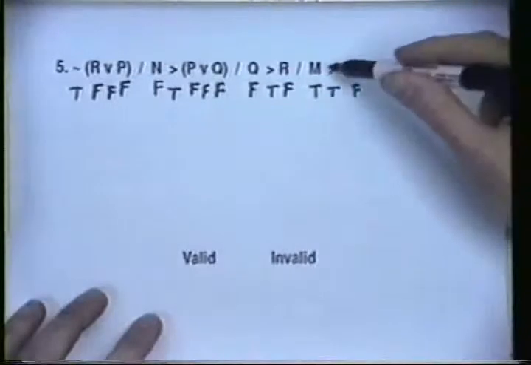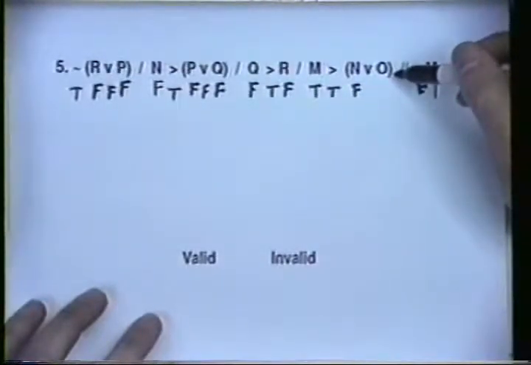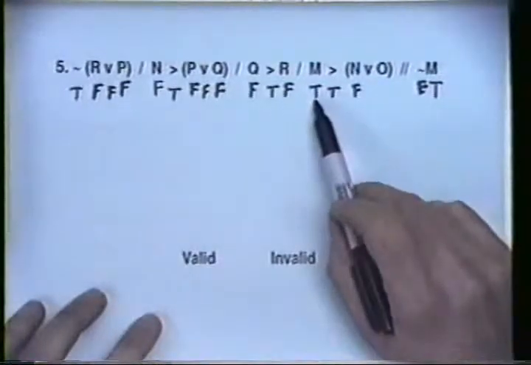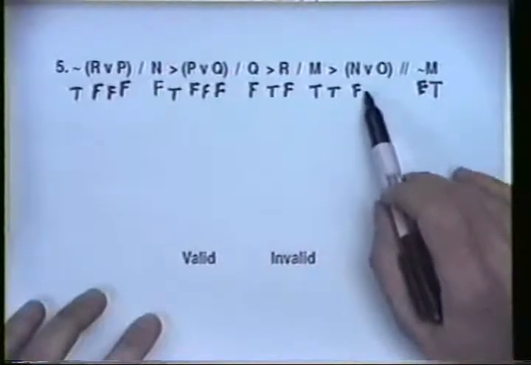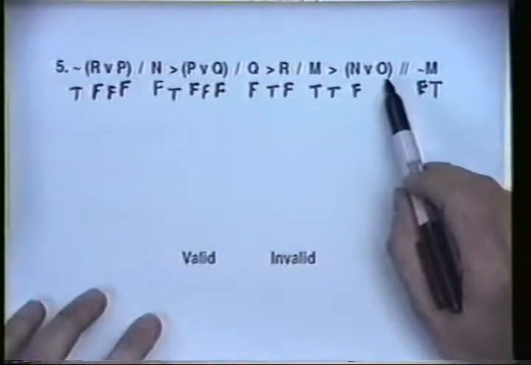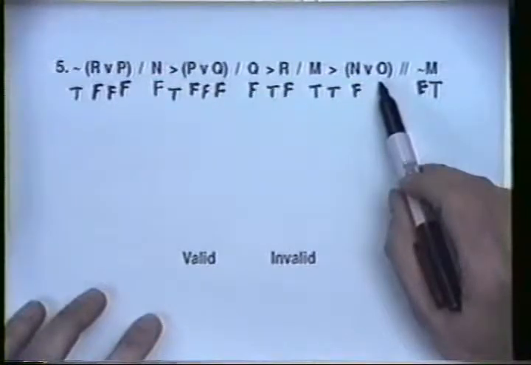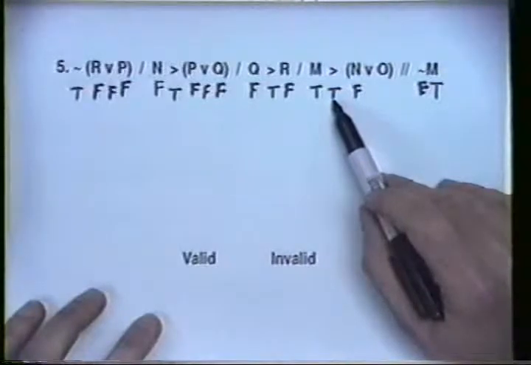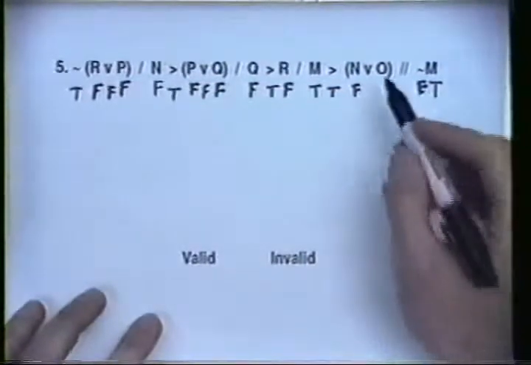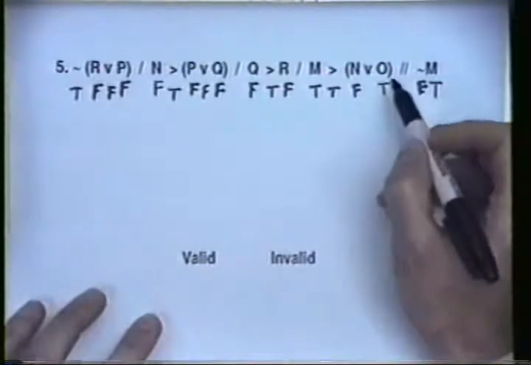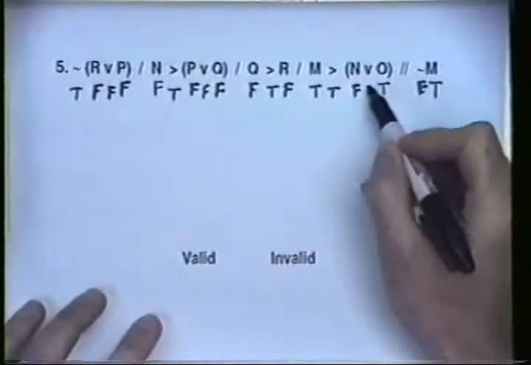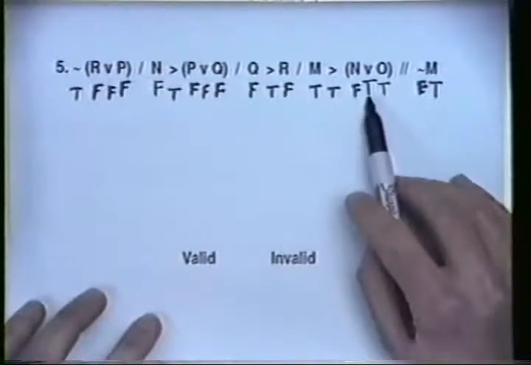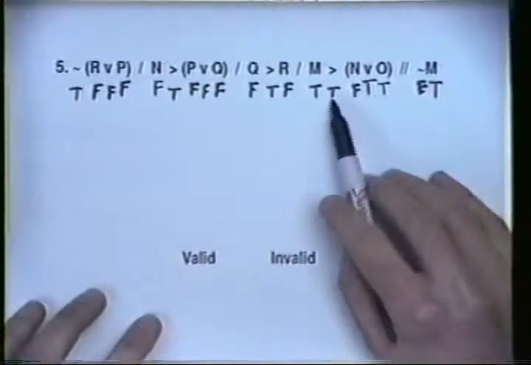And now we have to ask whether we can fill out this remaining premise in order to make it true. Well, we have a true antecedent, and we have one false disjunct of a disjunction. Is there a way of making this disjunction true so that the entire conditional here will come out true? And of course the answer is yes. If O were true, then N or O would also be true, and then we'd have M hooks this disjunction, true hooks true, and that would be true.